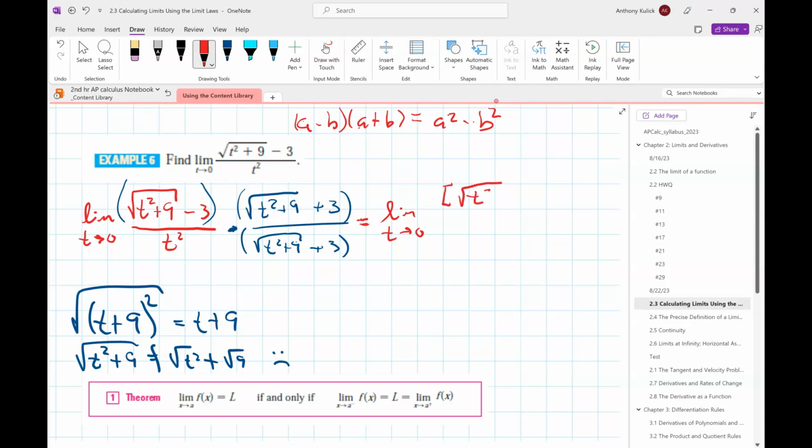Well, my A is the square root of t squared plus 9, and then I have the squared on it. And my B is 3.